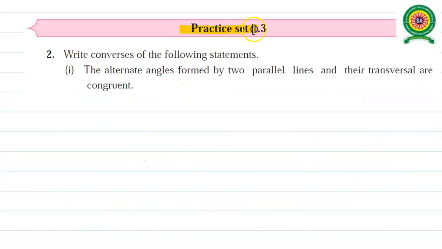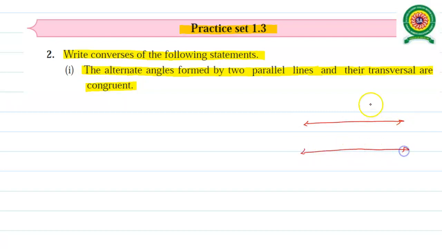Now look at question number 2 from practice set 1.3. Write the converse of the following statement. The alternate angles formed by two parallel lines and their transversal are congruent. So we are given two parallel lines and their transversal, and we have to write its converse.